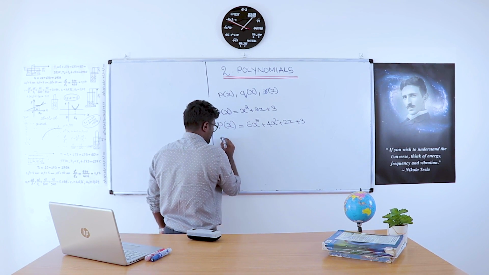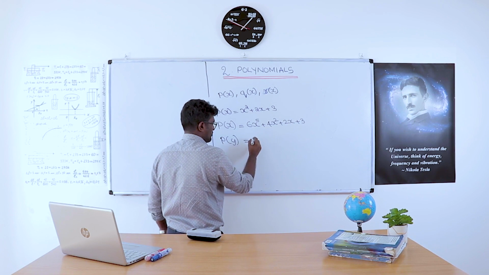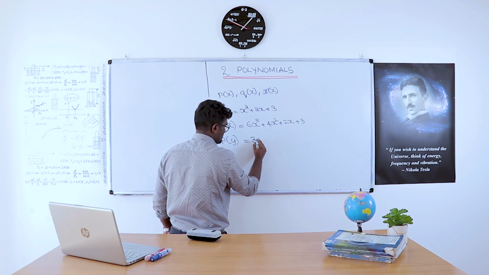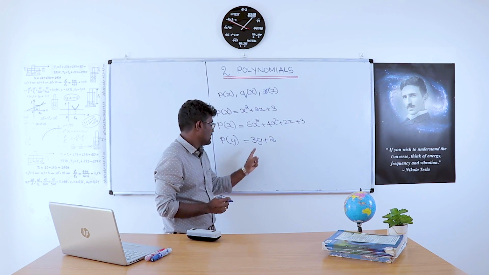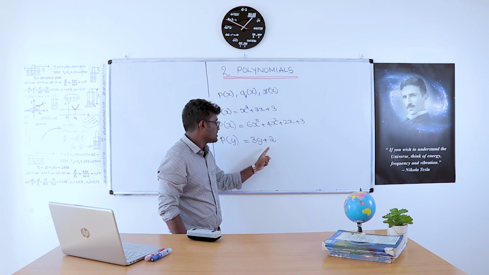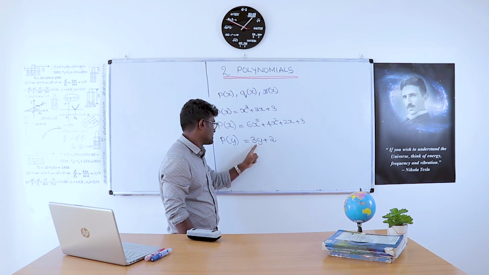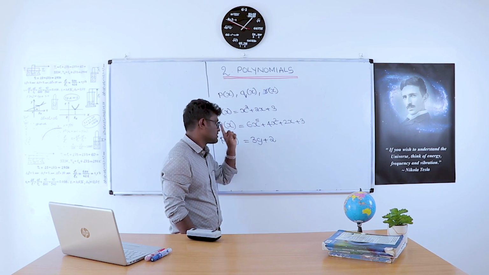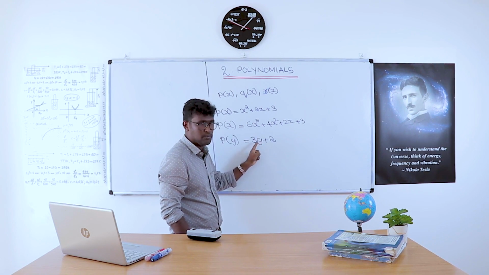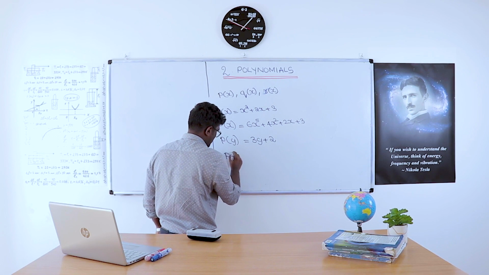What about p of y? There is another polynomial in terms of y, that is 3y plus 2. This is also a polynomial. How many terms? 2 terms. What is the variable here? y is the variable here. That means only one variable is here. What is the power of y? Power of y is 1 and the highest power is also 1 because there is only one variable here and 2 terms.